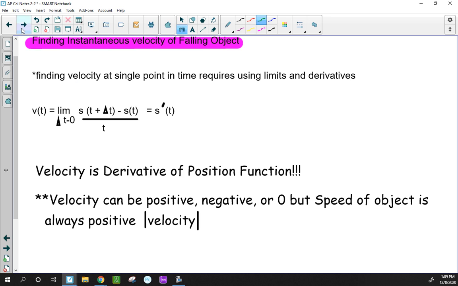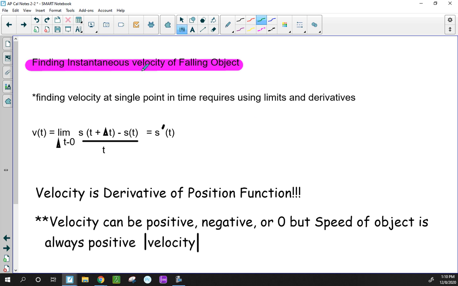Alright, and then the last thing we need to look at is finding what's called the instantaneous velocity of a falling object. Instantaneous means that you're going, and you need to make sure you write this down, you're going to use the calculus slope. Calculus slope. Finding the velocity at a single point in time requires using limits and derivatives.